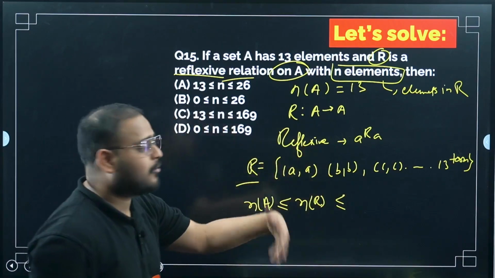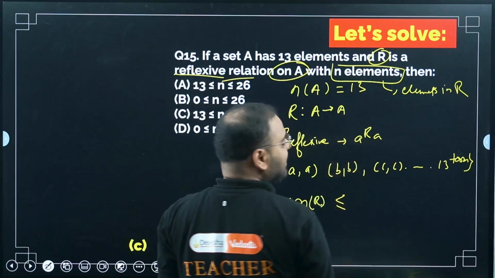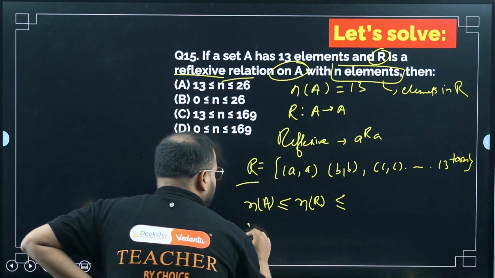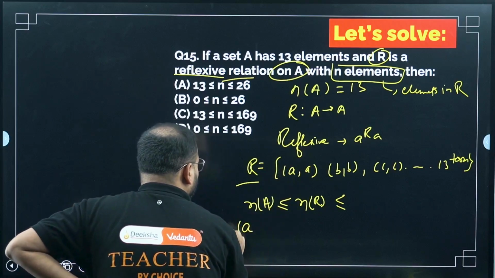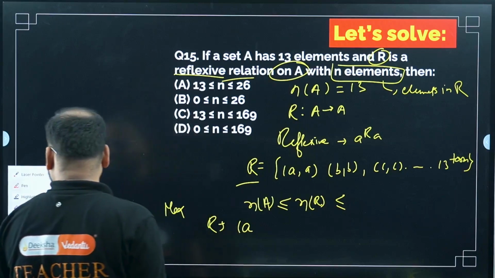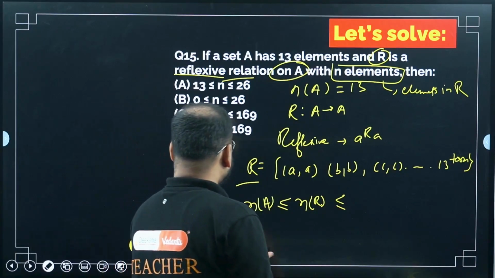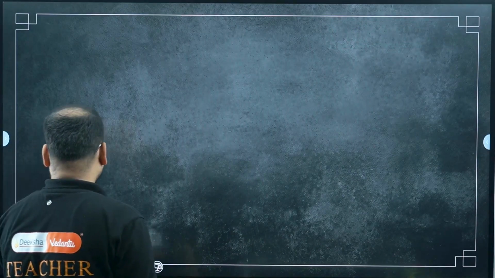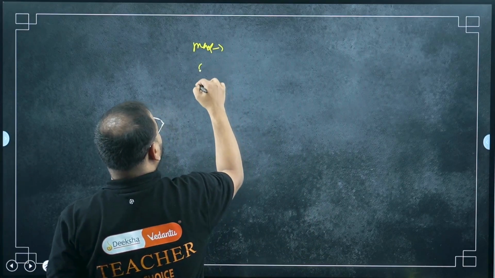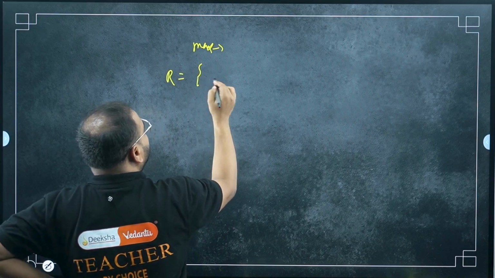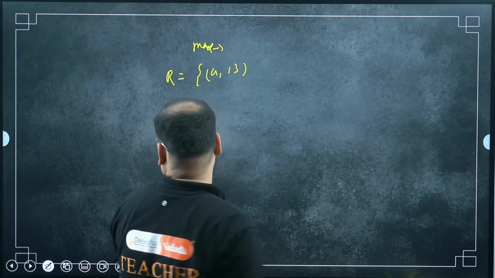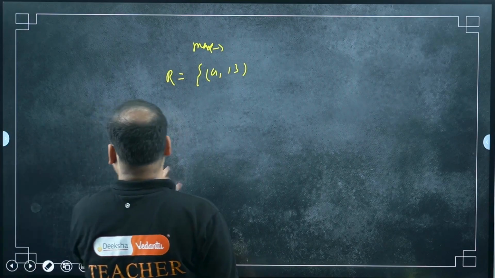What about the maximum? How much can it have at maximum? A cross A will have how many elements in total? Think. I'm writing for the maximum condition. There's not enough space, so let me write it over here in the next slide. So the relation R can look like this. Element A with how many elements? 13 elements.